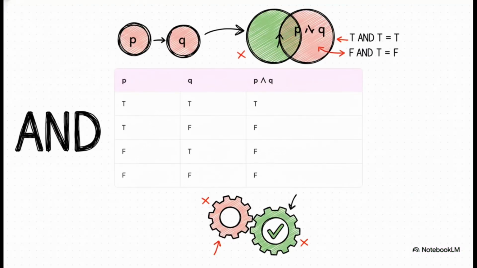First up, we have conjunction, or just "and." This one is super strict. I want you to think of it like needing 2 keys to open a treasure chest. Both keys have to work. For an "and" statement to be true, both parts have to be true. Look at the table. The only time we get a T at the end is when we start with T and T. Any hint of a false, and the whole thing becomes false.